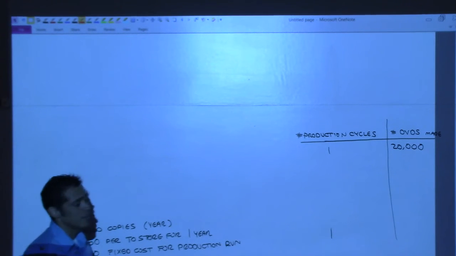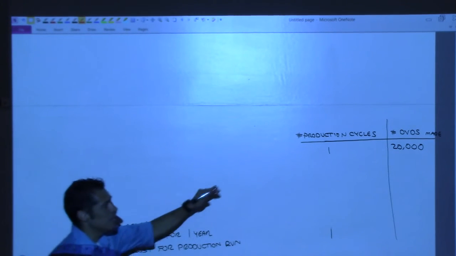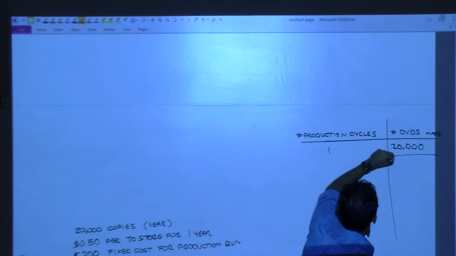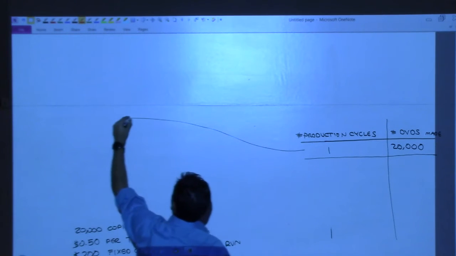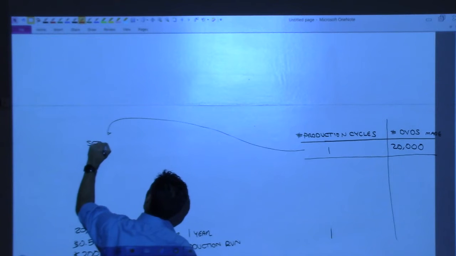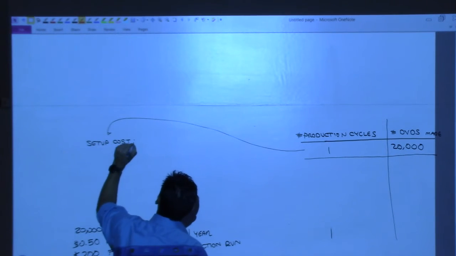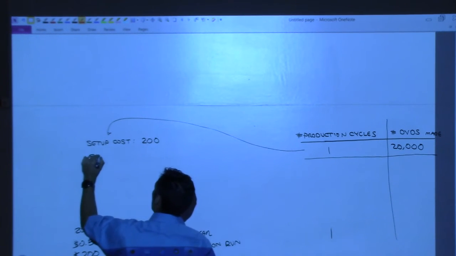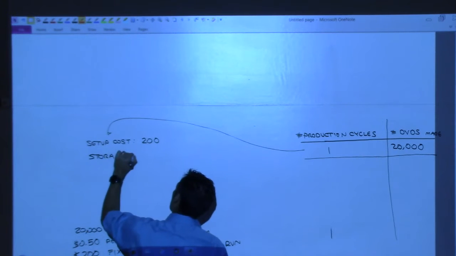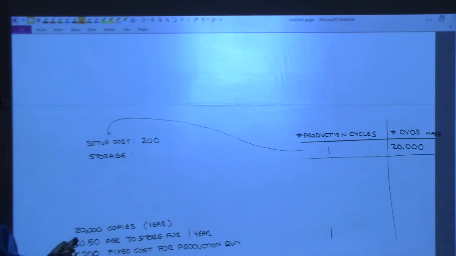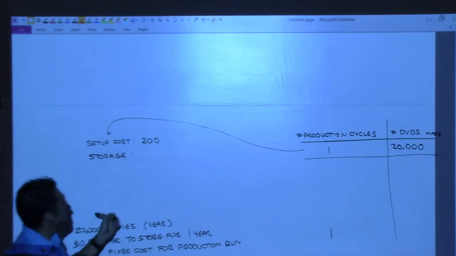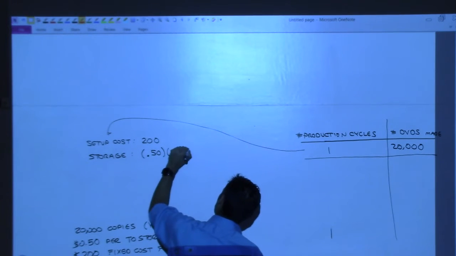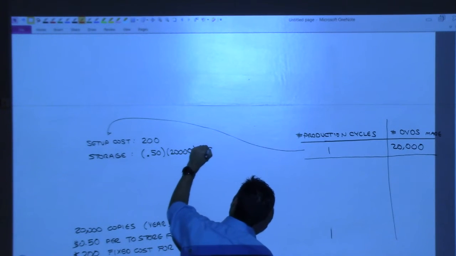Now let's consider some other things. What am I going to have to pay if I do this? What are my setup costs? So I'm sticking with this same idea right here. What's my setup cost? No, that's not my setup cost. $200, right? And then what is my storage cost? I'm going to pay 50 cents for every DVD. So that's going to be 0.5 times 20,000, which is $10,000.